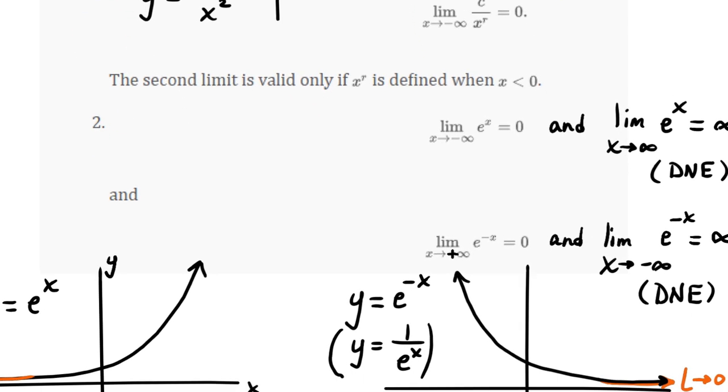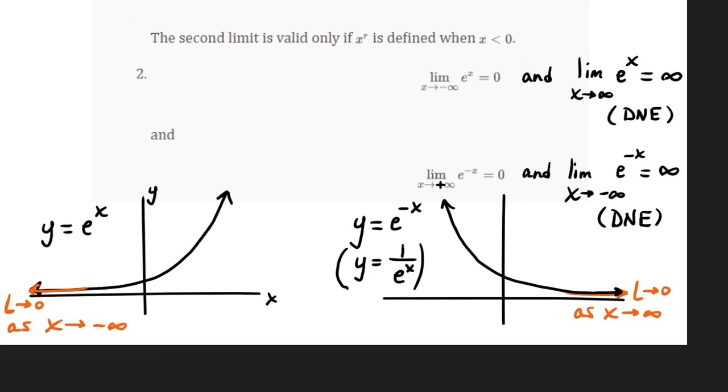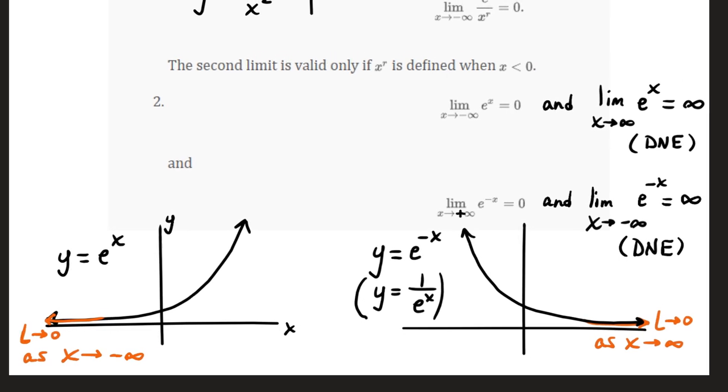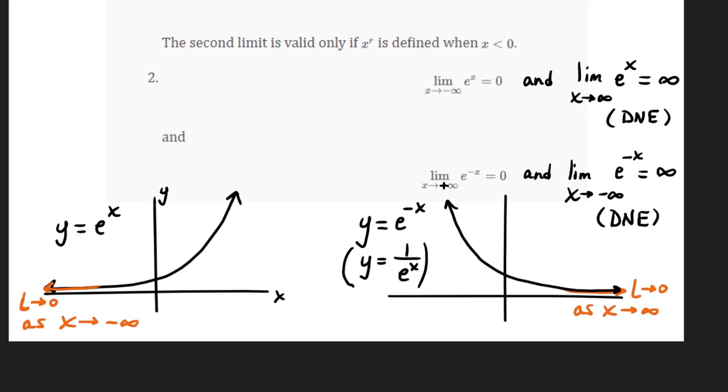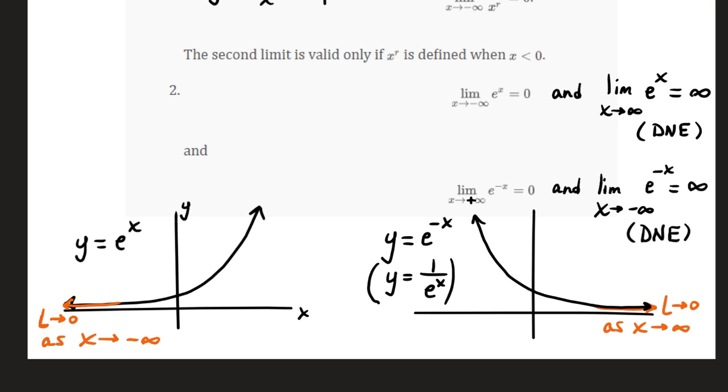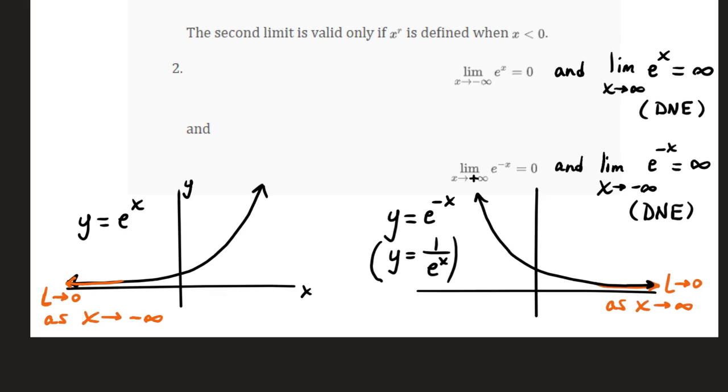Number two, let me see if I can adjust that for you. All right, let me try that.